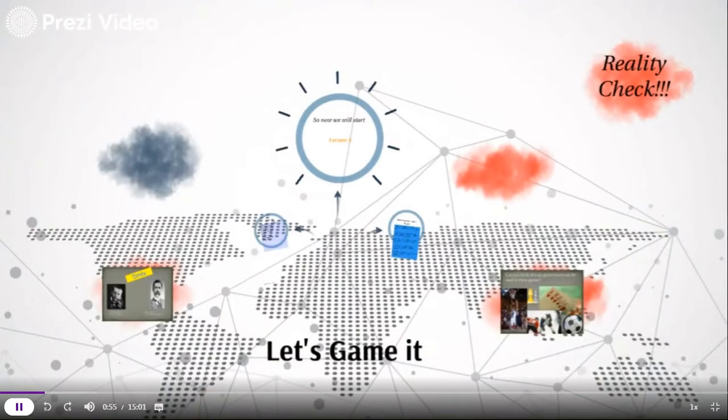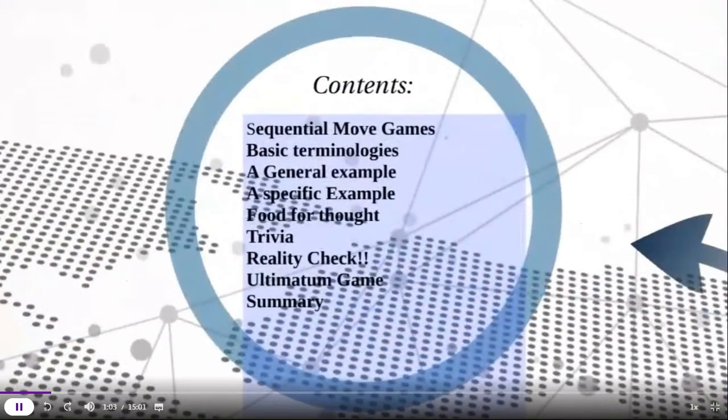Okay, so before we get into the actual presentation, let us see the contents that we have. As you can see, the contents for today start with sequential move games. If you remember, last time we did simultaneous move games, so today we're going to start with sequential move games. We'll first talk about some basic terminologies and notations. Then we'll give a general example to see how exactly we play a sequential move game, and how we arrive at the equilibrium.